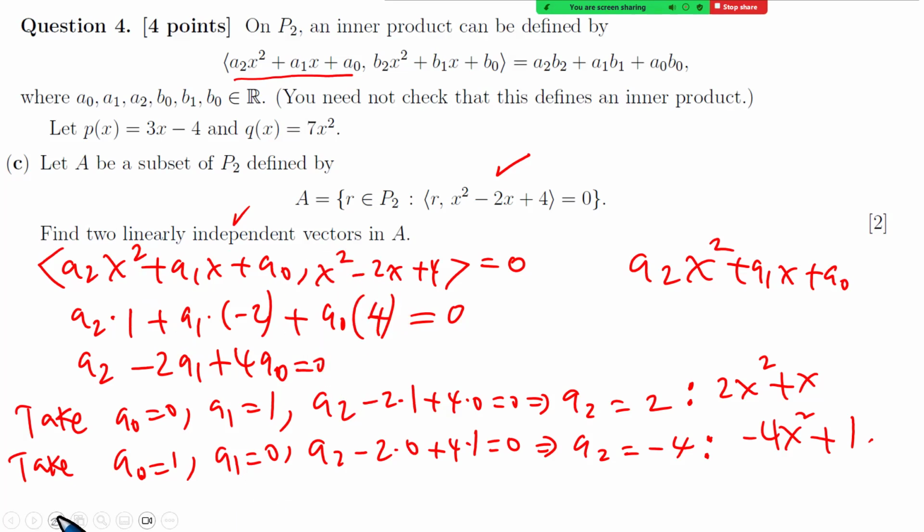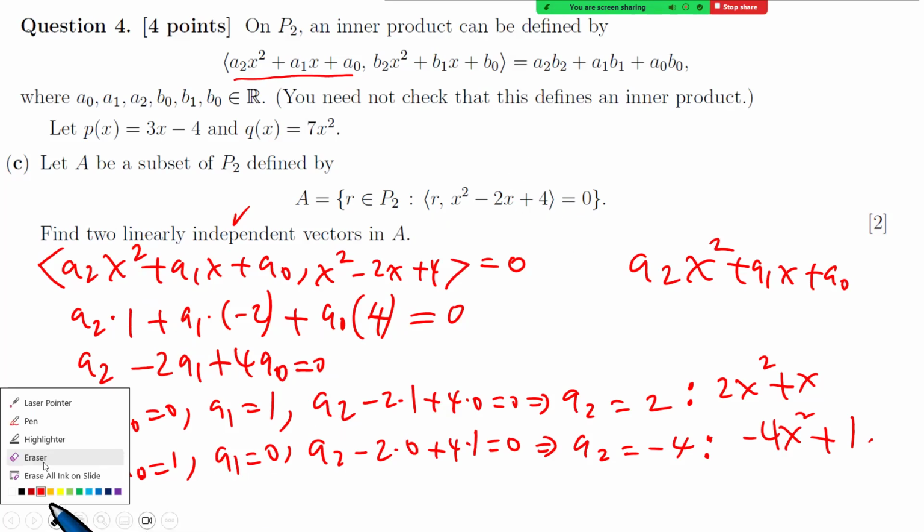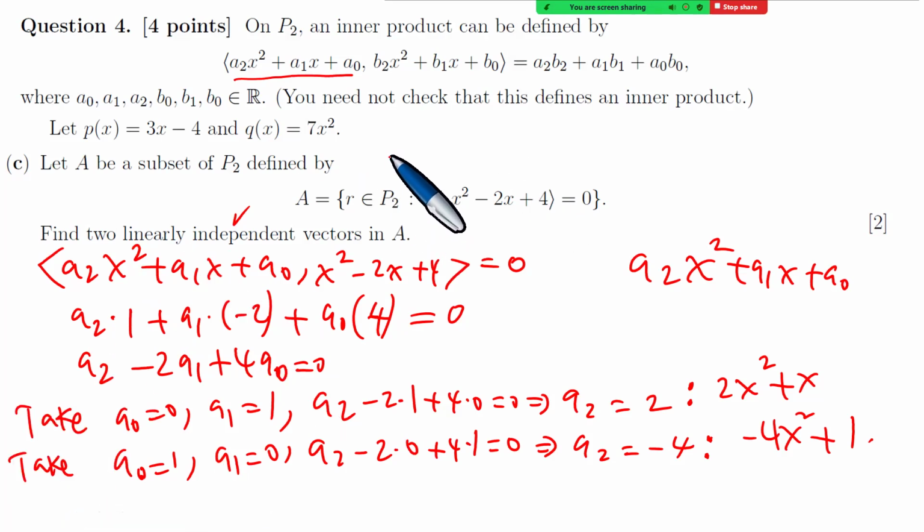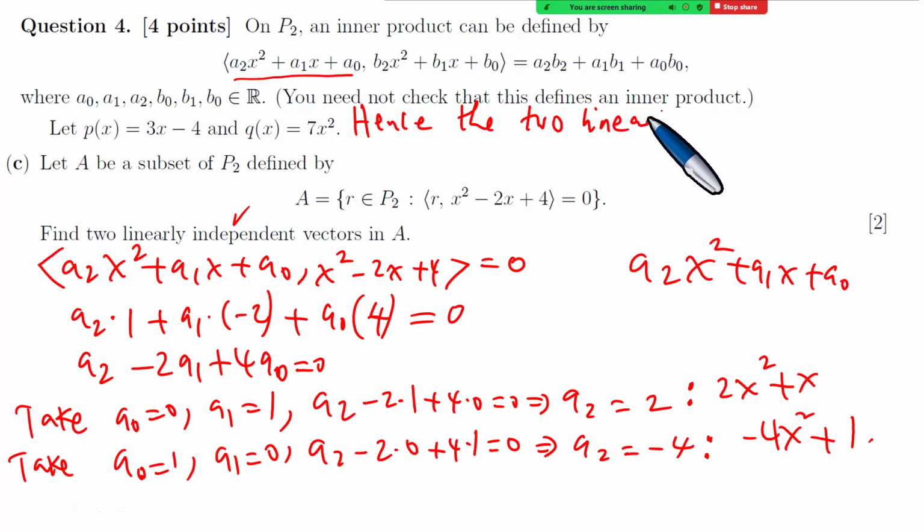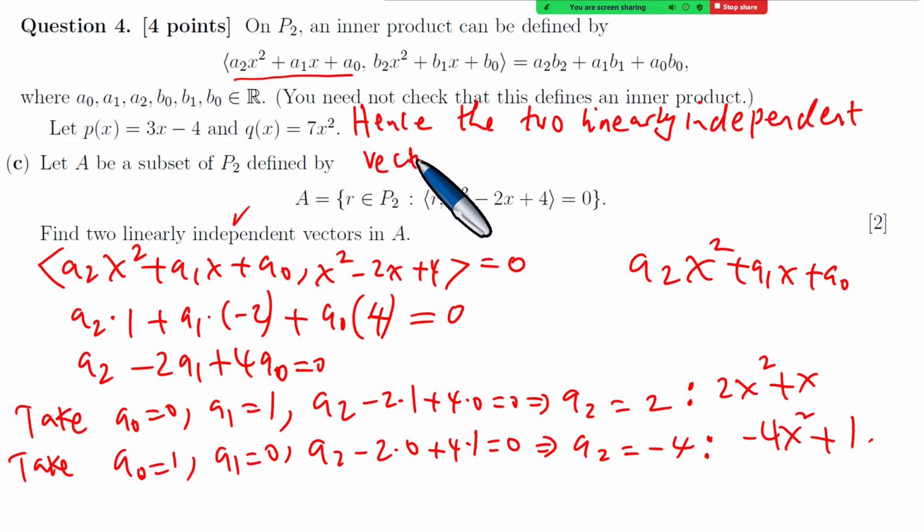So now we write the conclusion here and say, hence, the two linearly independent vectors are this one here, which is 2x squared plus x. We can check that they're linearly independent.